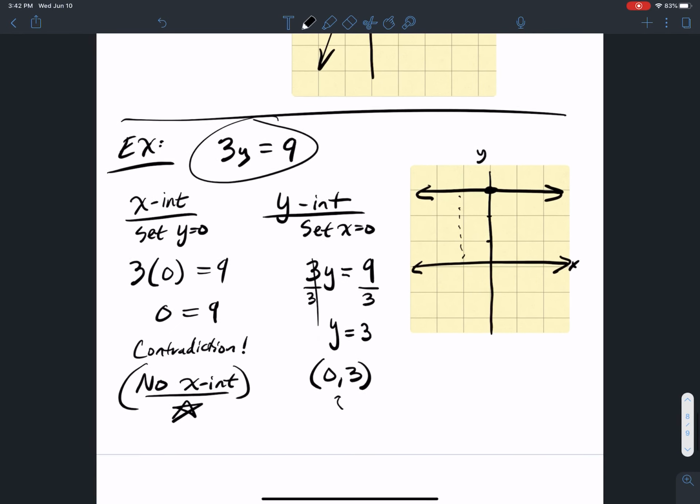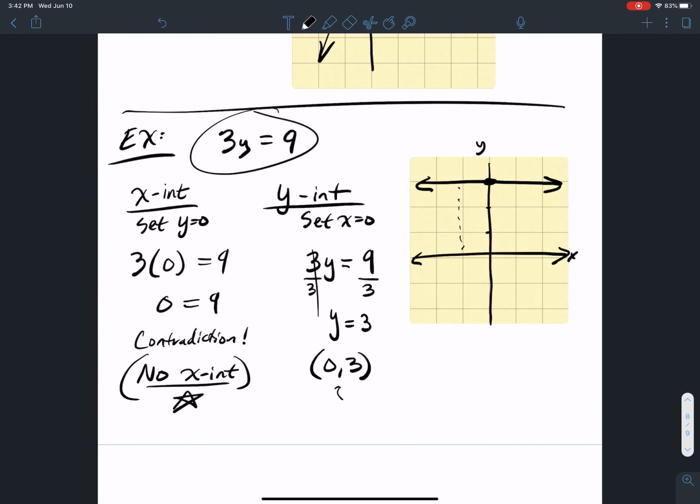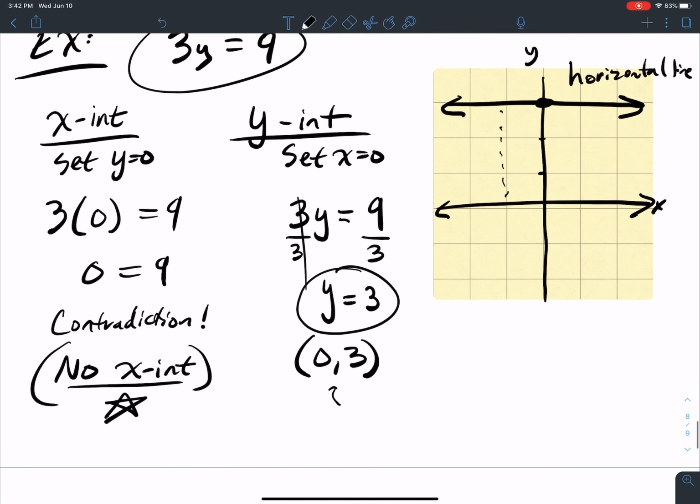So this is what's known as a horizontal line. And the equation, this is why I make a difference here. This is why I say this is not the same thing as location.